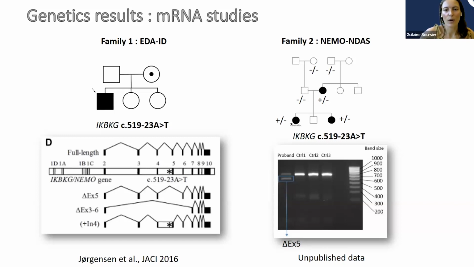In the second family, we are currently processing the data with the Raphaela Goldbach-Mansky team at NIH, but it seems that only a transcript lacking exon 5 is identified, but it's difficult to identify it in all the cells of the patient. We have more families, so we would like to decipher a bit more the mechanisms of this pathophysiology, sorry. So this is unpublished now.